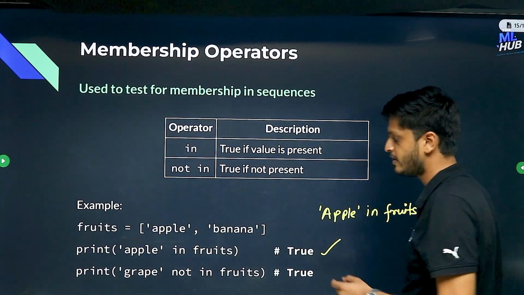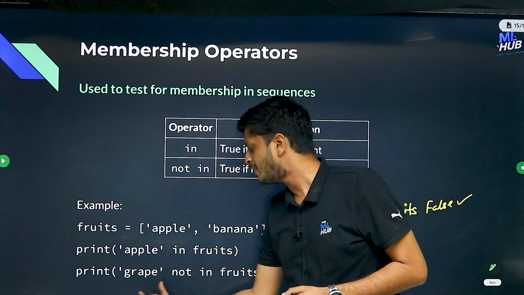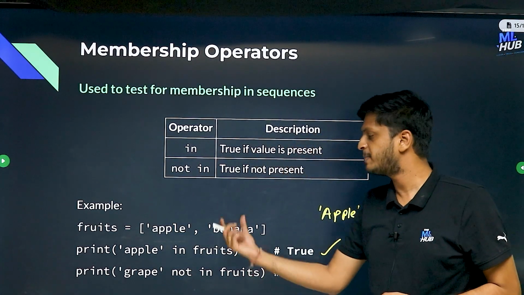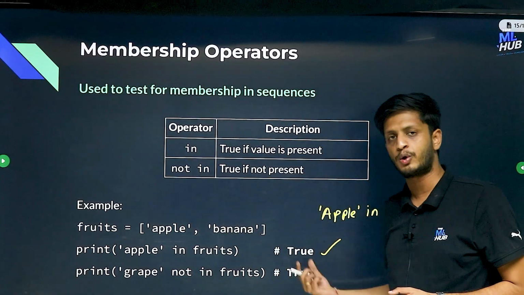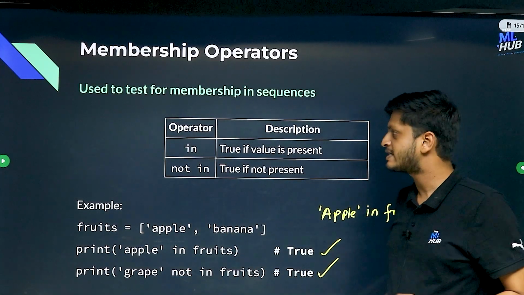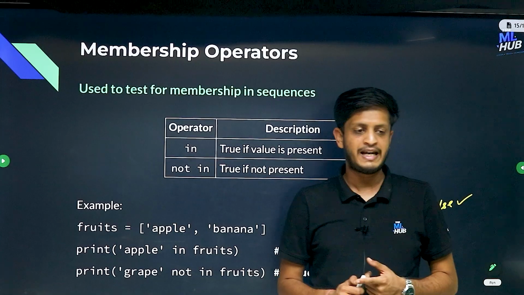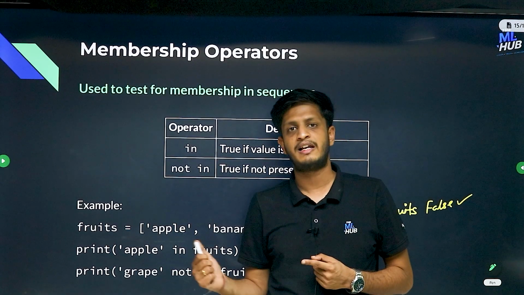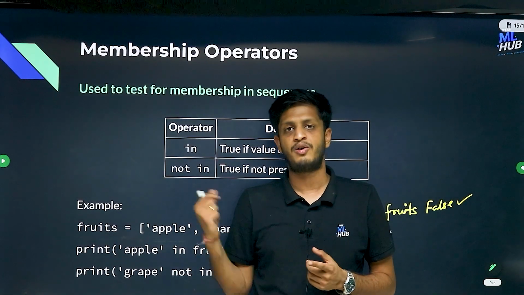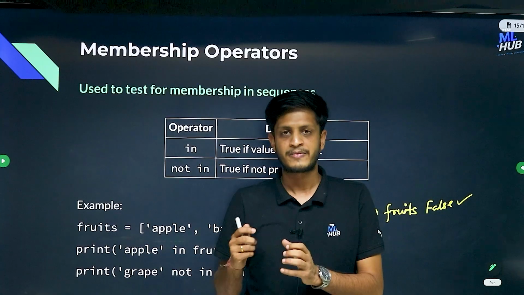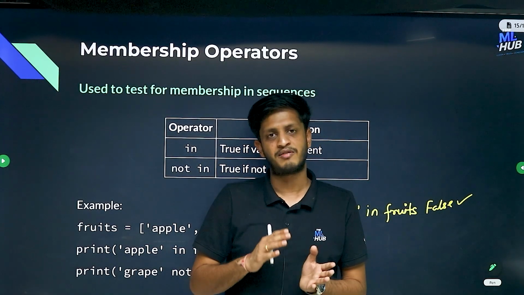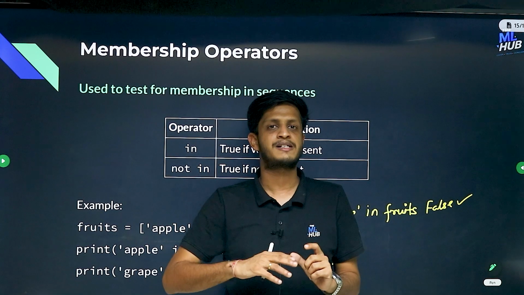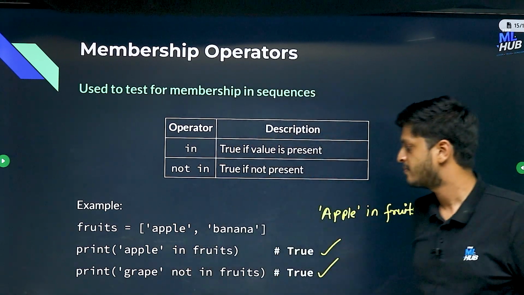Now similarly, is grape not in fruits? Grape is not in fruits, right? This particular string is not in fruits, so this will also give you true. So this is how the membership operator works. When we discuss all the data types in detail later, like tuples and dictionaries, we will see in detail how this is used. But right now you got an idea of how the membership operator works. It will just check whether a particular value is present in that collection or not.